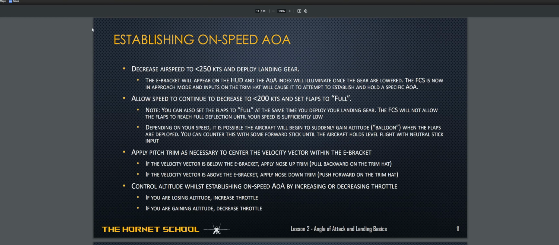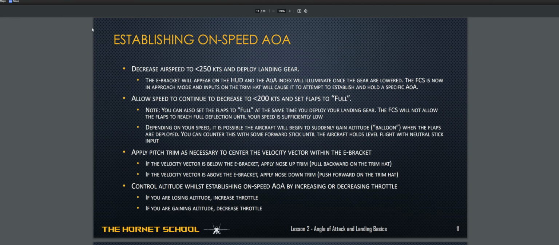Establishing on-speed AoA. Decrease airspeed to below 250 knots and deploy landing gear. The E bracket will appear on the HUD, and the AoA index will illuminate once the gear are lowered. The flight control system is now in approach mode, and inputs on the trim hat will cause it to attempt to establish and hold a specific AoA. Allow speed to continue to decrease below 200 knots and set flaps to full. Note, you can also set flaps to full at the same time you deploy your landing gear. The FCS will not allow the flaps to reach full deflection until your speed is sufficiently low.